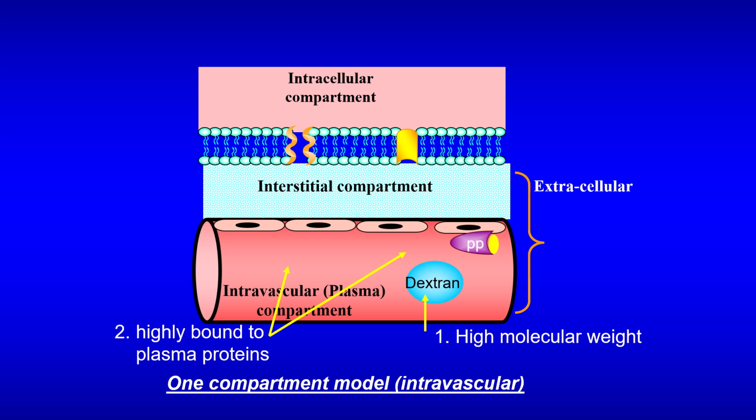Similarly, drugs that are highly bound to plasma proteins are restricted in their movement out of the vascular space because the protein-drug complexes are too large to cross capillary membranes. These properties lead to a one-compartment model, where the drug's distribution is primarily confined to the intravascular space.